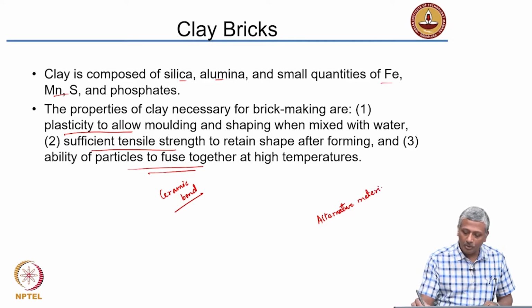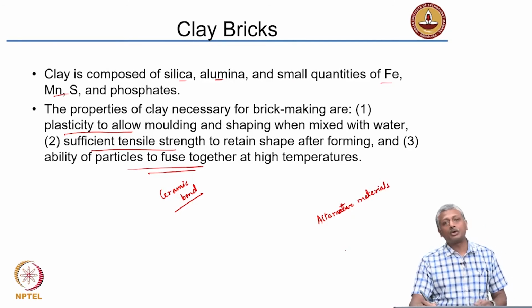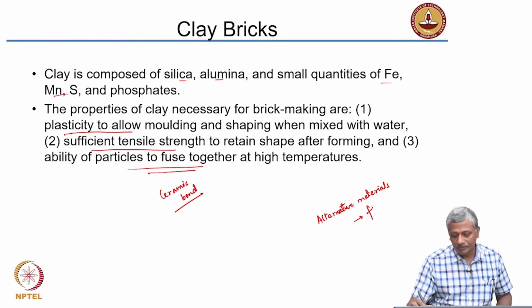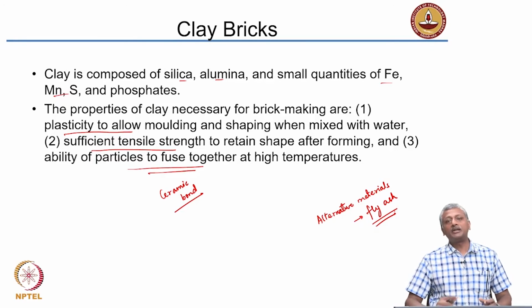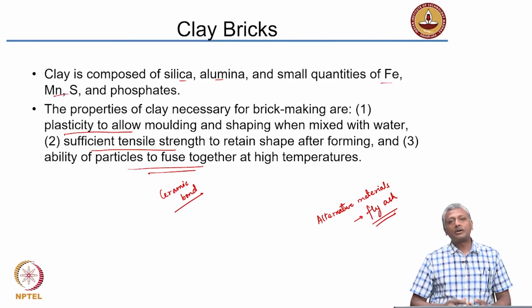So, you need more and more replacement of clay with alternative materials like fly ash to make your brick, because you can't be using too much topsoil. You can't be denuding fertile land where people can actually practice agriculture. India happens to be a nation where the majority of the workers are in the realm of agriculture. So, we can't deny them their good quality soil by removing it for making bricks. So, we need to replace the clay more and more with alternative materials.